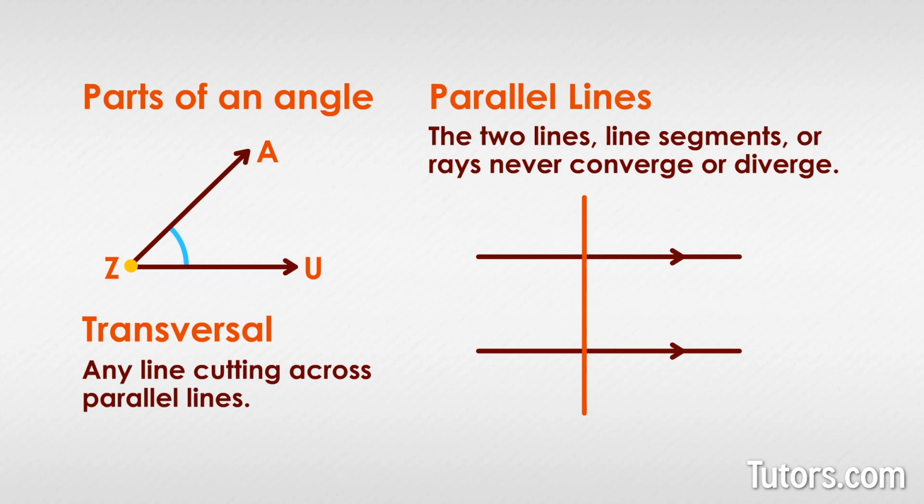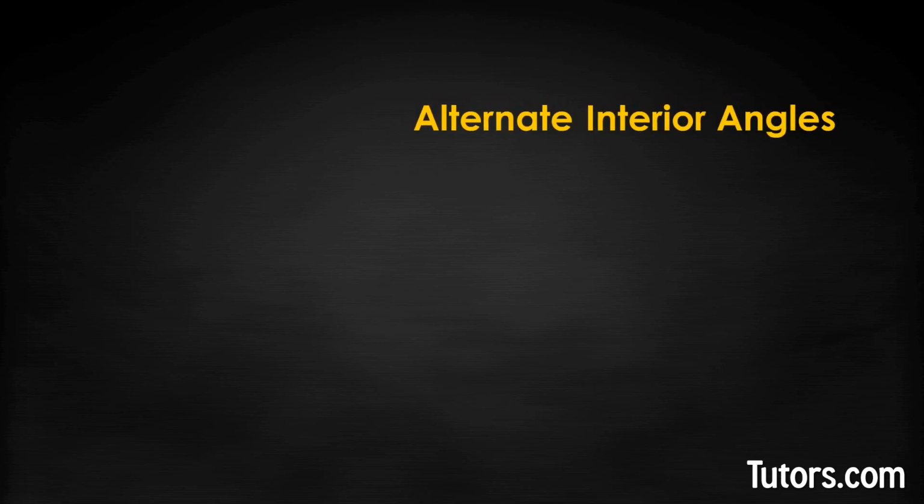When a transversal intersects parallel lines, it creates an interior and exterior. When the transversal intersects, it creates 4 angles at each parallel line, or 8 angles altogether. 4 of those angles are exterior, and 4 are interior. Today we are interested in the 4 interior angles. Those are our alternate interior angles.